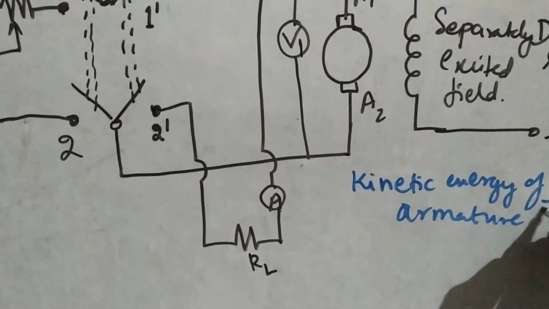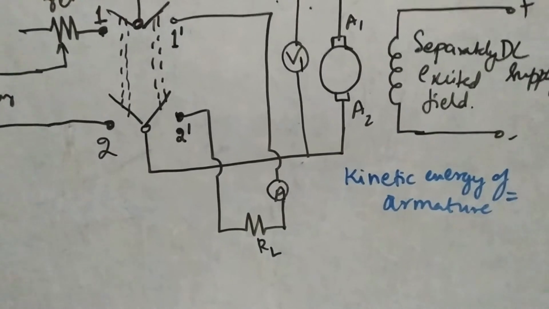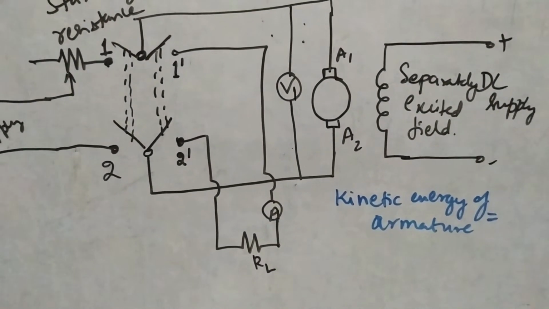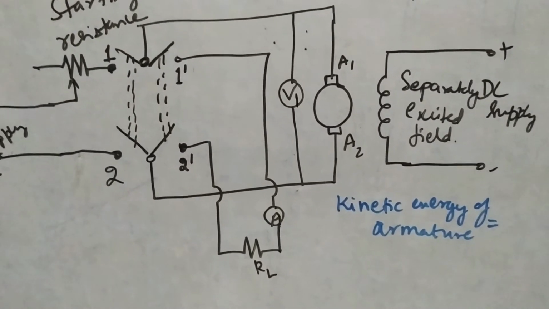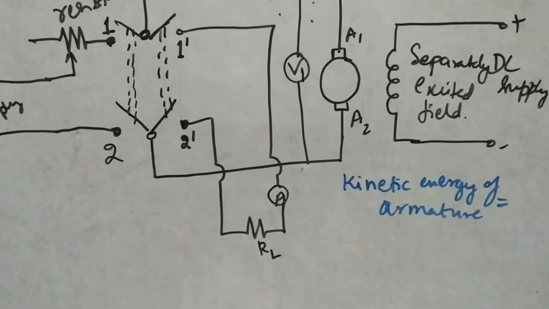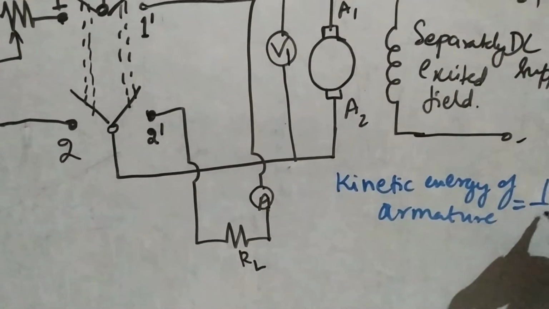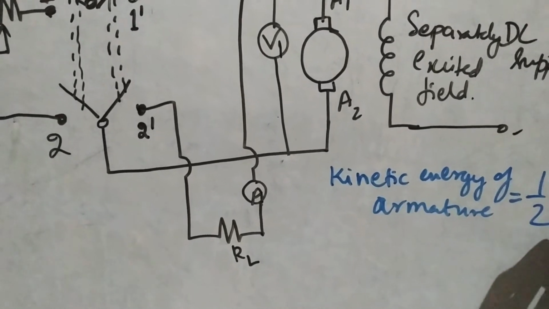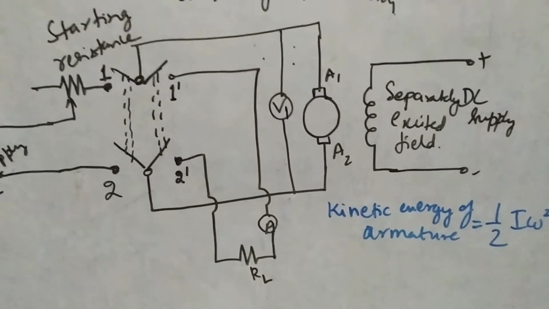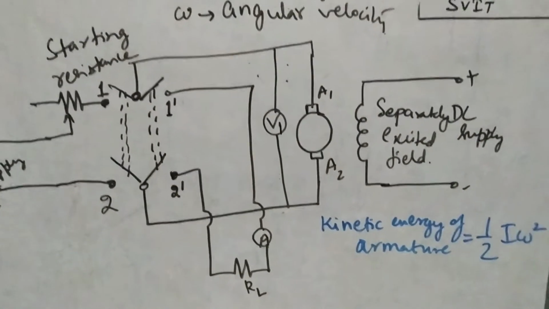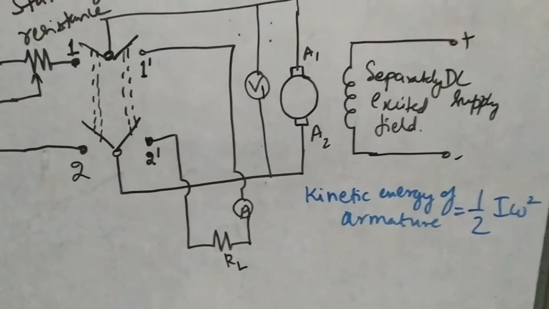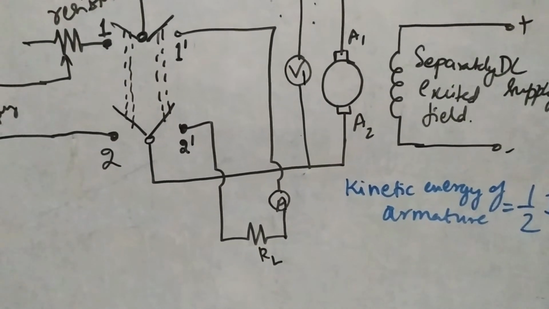As we know, we can express kinetic energy as half mv square, right? But here this is with respect to the moment of inertia, so it can be written as half I omega square. In mv square, v is the velocity; here omega is the angular velocity, and instead of mass we take the moment of inertia. So half I omega square.